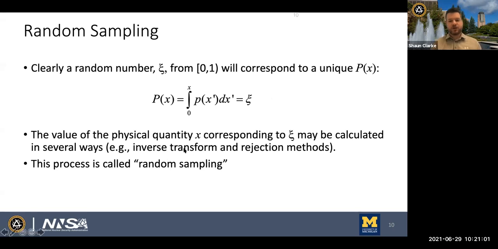Technically, this is the inverse transform approach, where we have a P of x that's a nice mathematical function that can be solved easily. We can do this integral, we can write it out, it's an analytic solution. If you can do that, you can express your parameter x as a function of a random number. And then by sampling a random number, choosing one at random, that then corresponds back to a variable x. And again, that process is called random sampling. I know it's a bit esoteric, so I'm going to show a few examples here that will hopefully make it a little more clear.